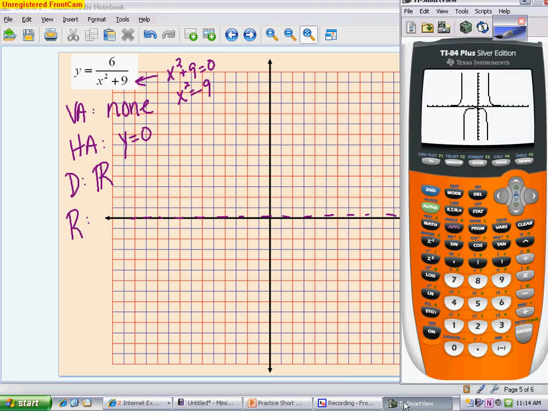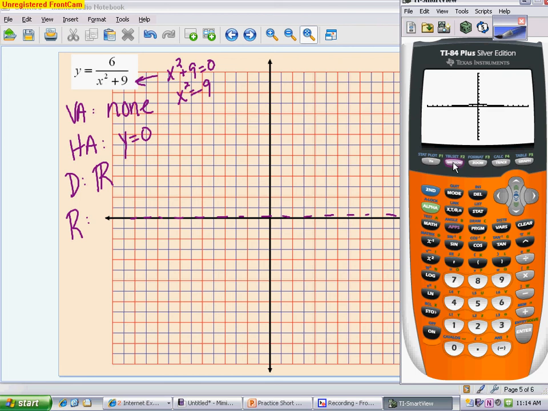So going back to my picture, graph this function, 6 divided by parentheses, x squared plus 9. X squared plus 9. Close my parentheses, hit graph. Kind of a strange looking graph. You actually can't see anything in much detail.